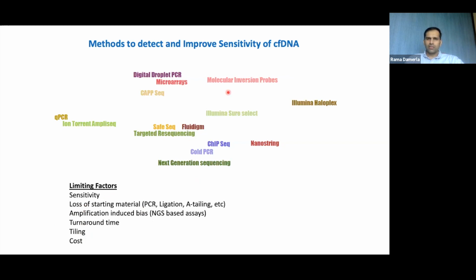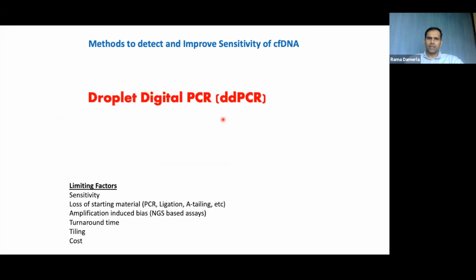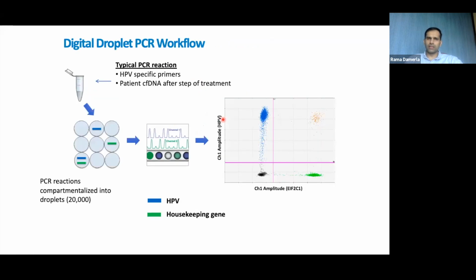So we analyzed a lot of technologies, and what we came up with was that droplet digital PCR technologies were actually pretty feasible to make this liquid biopsy test. As I mentioned in my previous talk, this is a droplet digital PCR workflow.